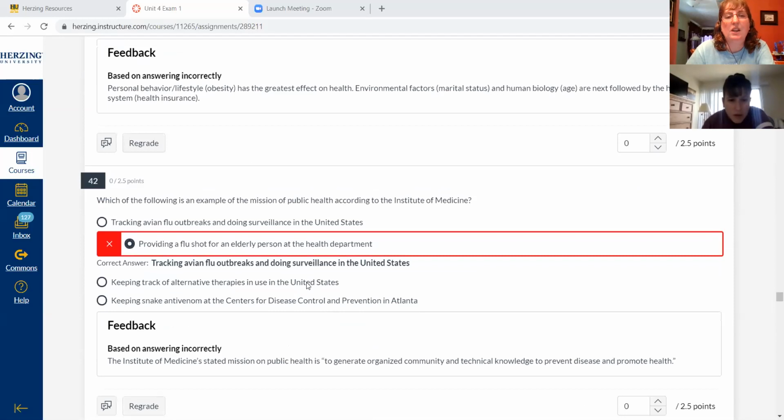Which of the following is an example of the mission of public health according to the Institute of Medicine? So down here it says to generate organized community and technical knowledge to prevent disease and promote health.